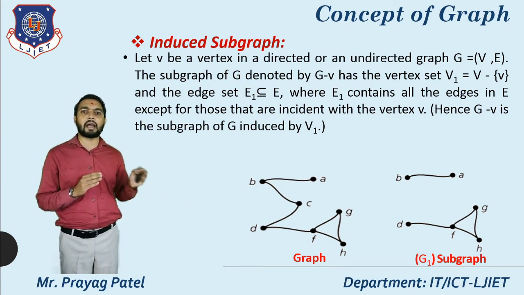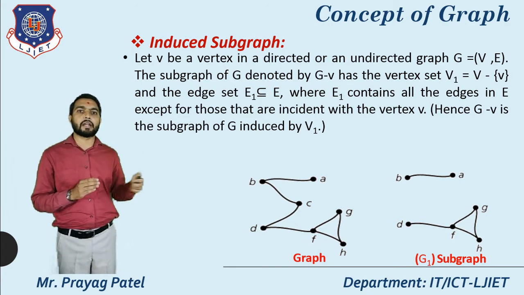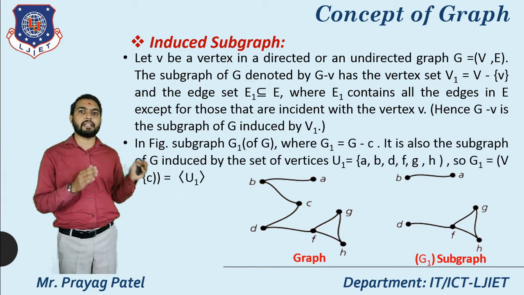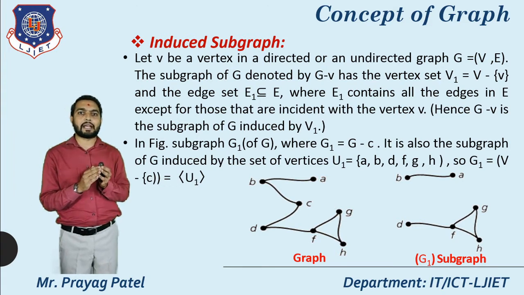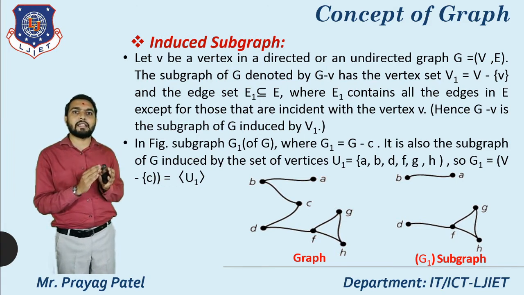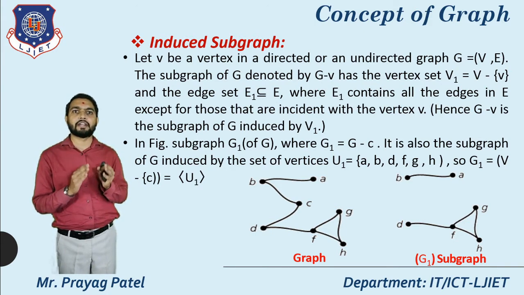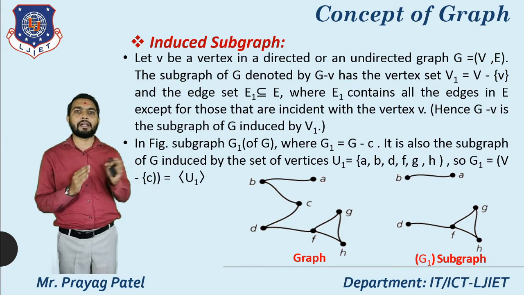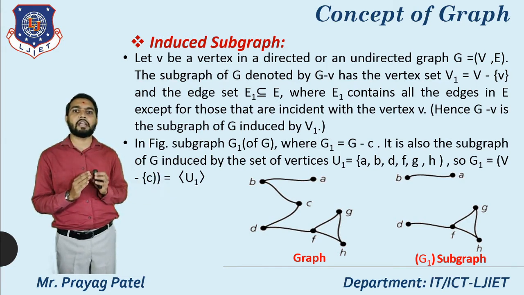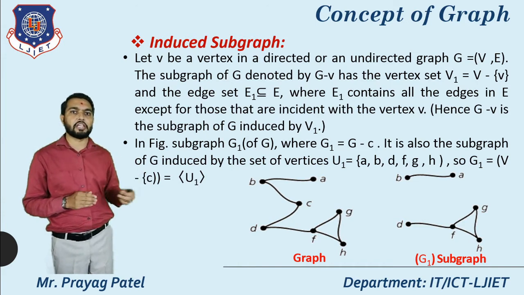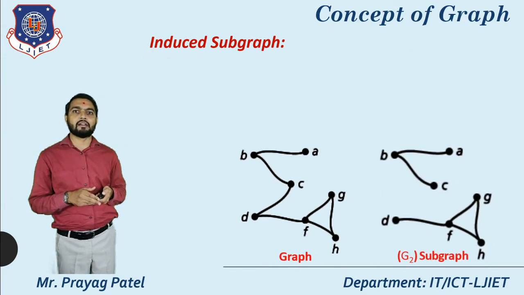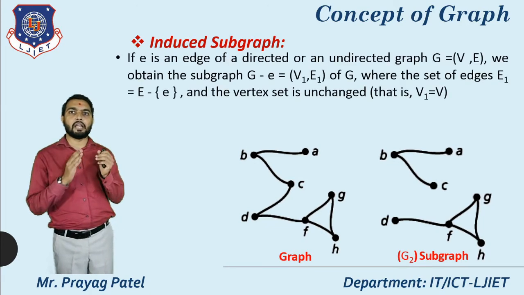So here this is a given graph. Now for the subgraph G1, here we subtract C as a vertex. So we subtract the vertex C as v, so capital V minus small v is considered as V1. So in the graph, the set of vertices is A, B, C, D, E, F, G minus C. So the remaining elements B, D, F, G and H are your V minus C. Now this is considered as another definition of the induced subgraph.